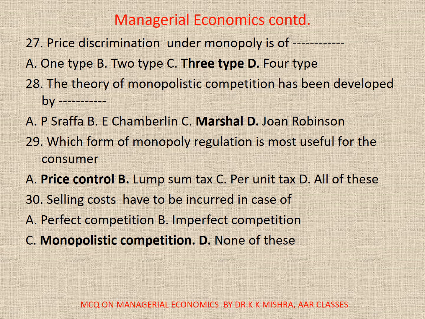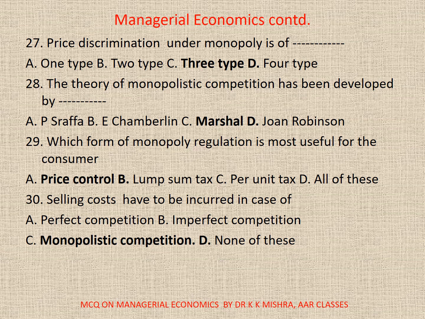28. The theory of monopolistic competition has been developed by dash. A, P. Schafer, B, E. Chamberlain, C, Marshall, D, John Robinson. Correct option is C, Marshall. 29. Which form of monopoly regulation is most useful for the consumer? A, price control, B, lump sum tax, C, per unit tax, D, all. The correct option is A.